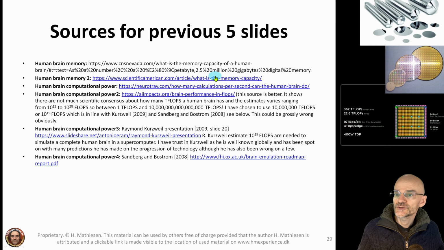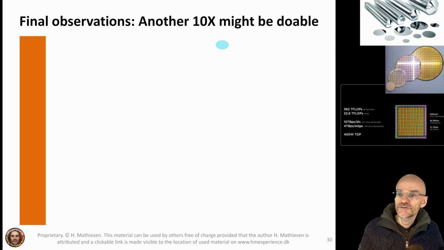Okay, this is just some sources for the past 5 slides I've gone through. I have a final observation to make, and that is that a 10x improvement might actually be doable beyond what we have talked about in the previous slides. So Moore's law might not be completely dead after the dates I just mentioned.